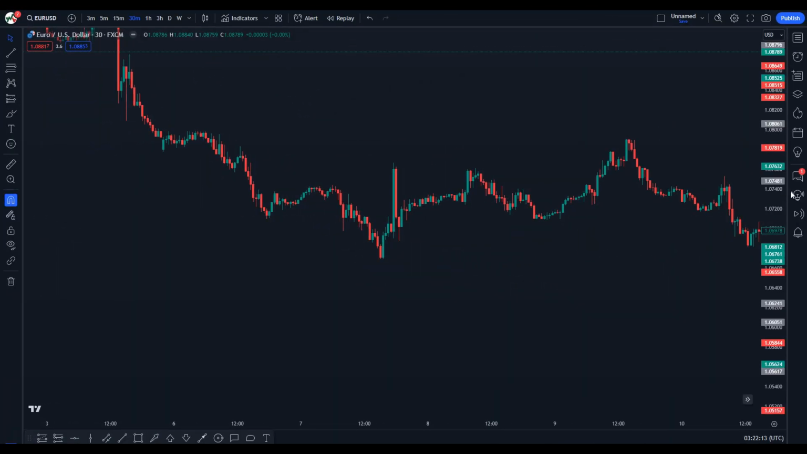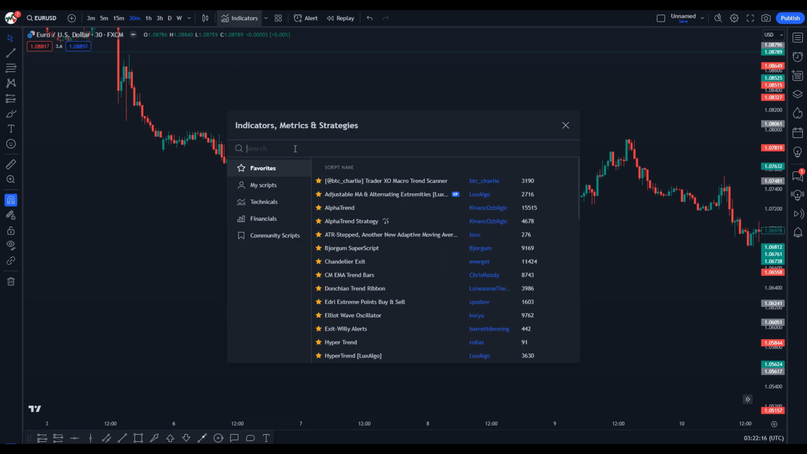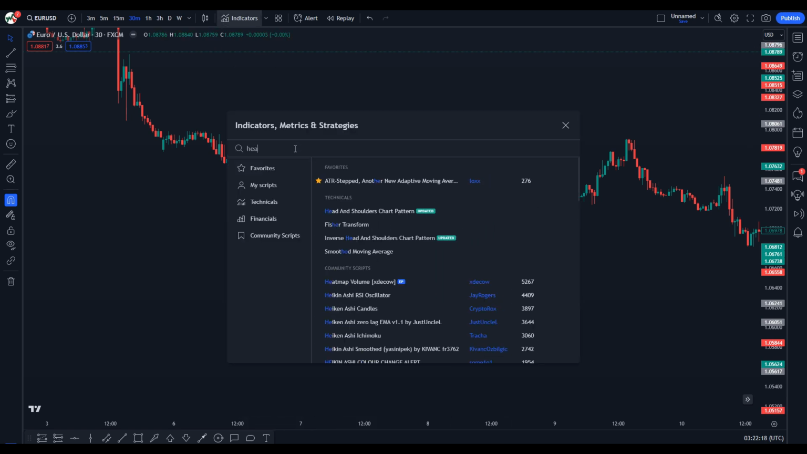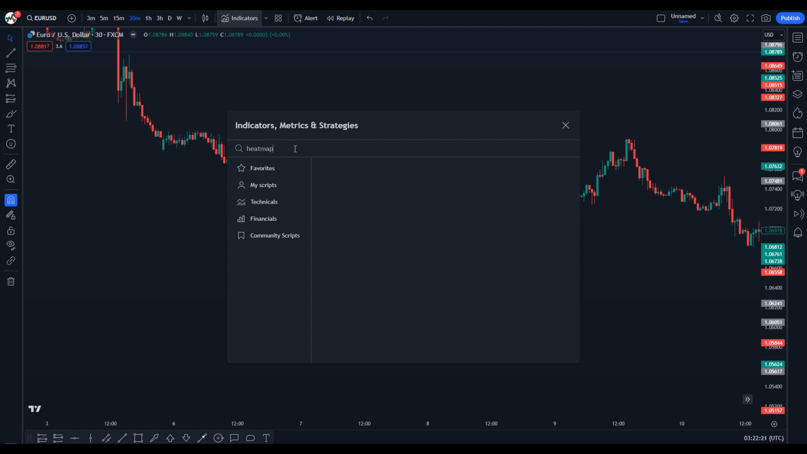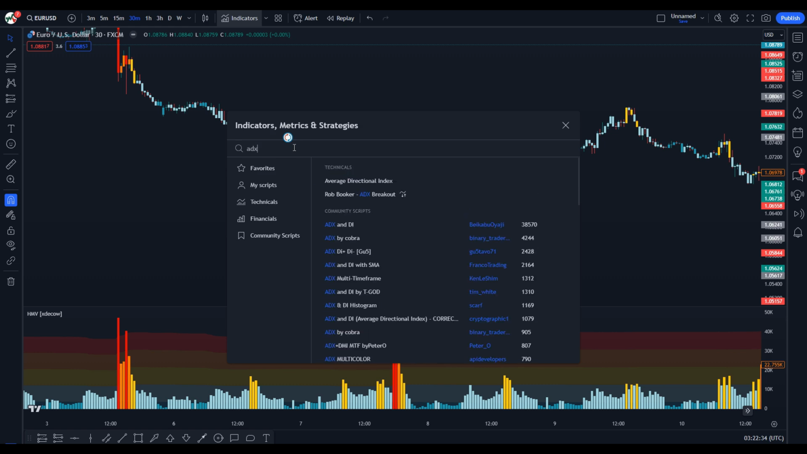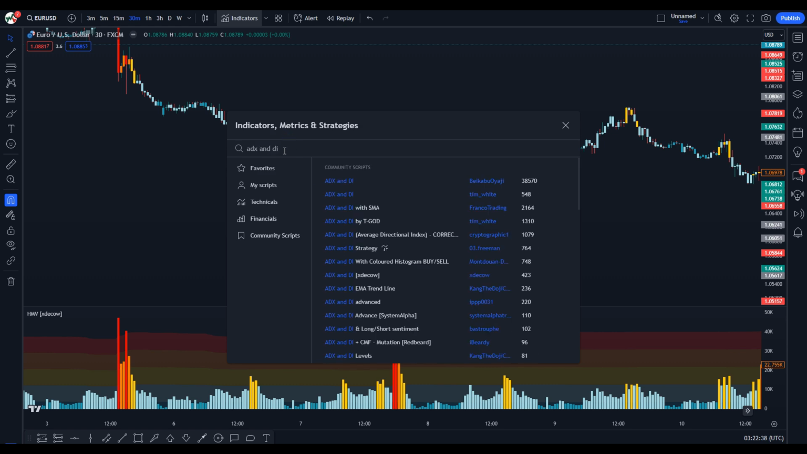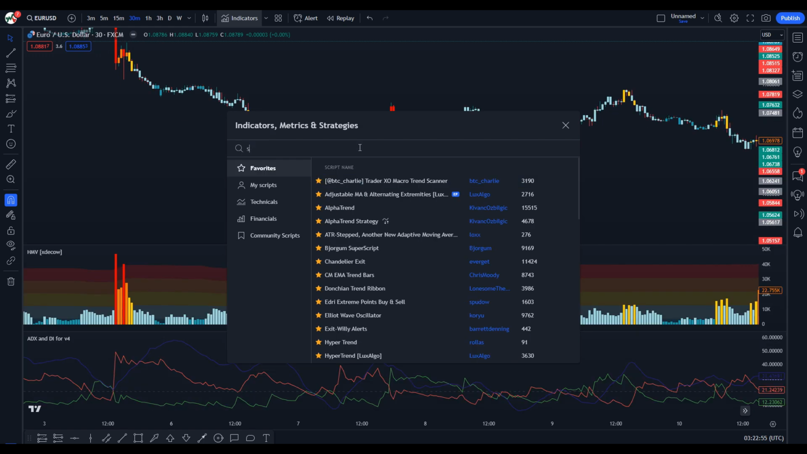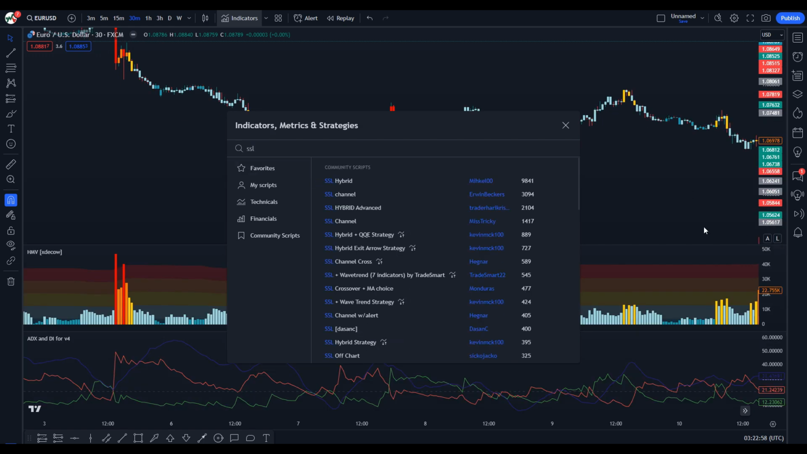Now let's look at our indicator settings. This strategy consists of 3 free indicators in TradingView. For the first indicator, let's search for heat map volume. This indicator is by xTocow. For the second indicator, let's add ADX and DI by Bikabuyaji. And for the third indicator, let's add SSL hybrid, this indicator by Mihkel.